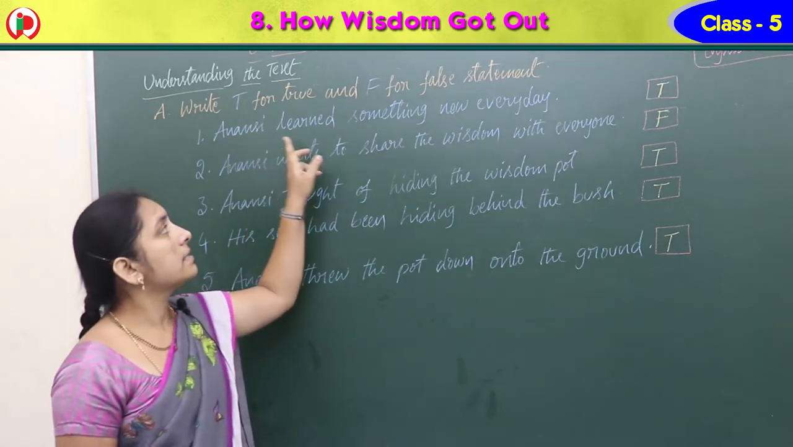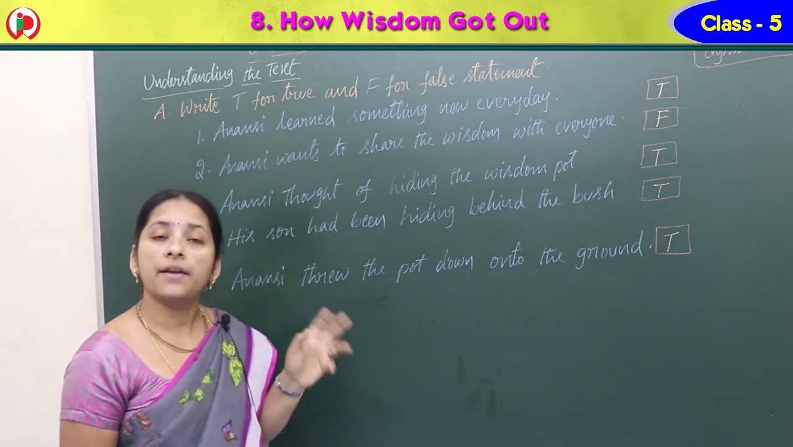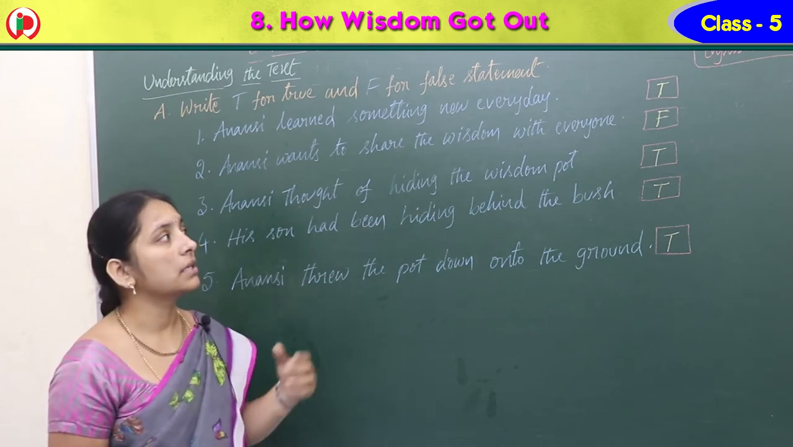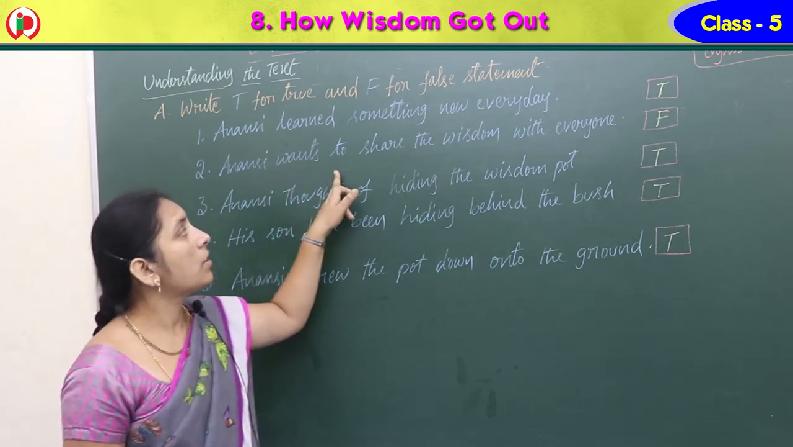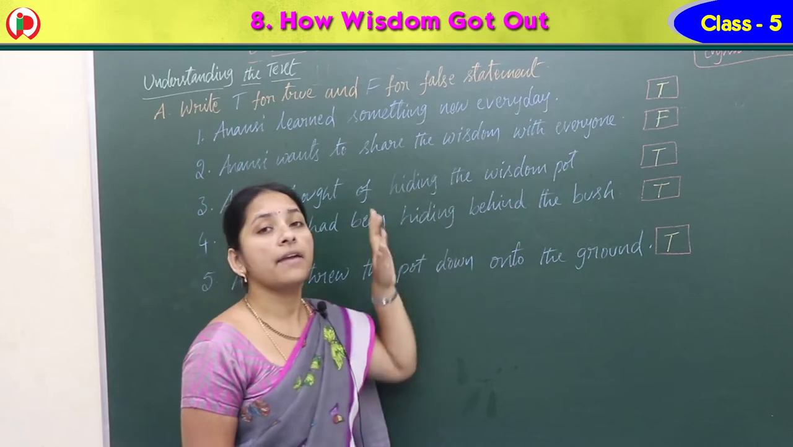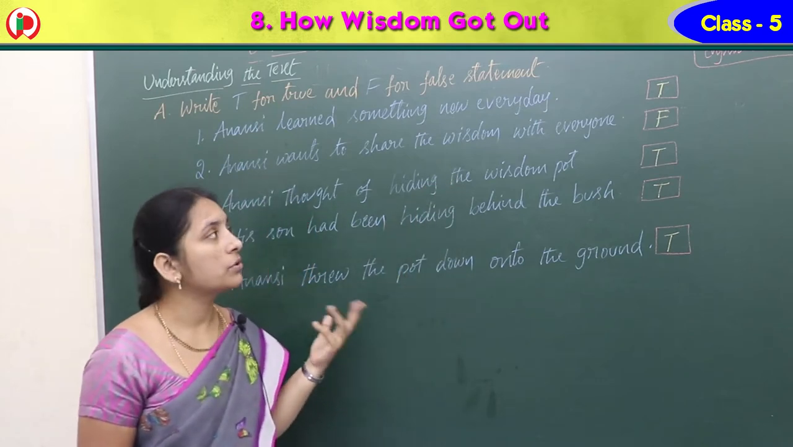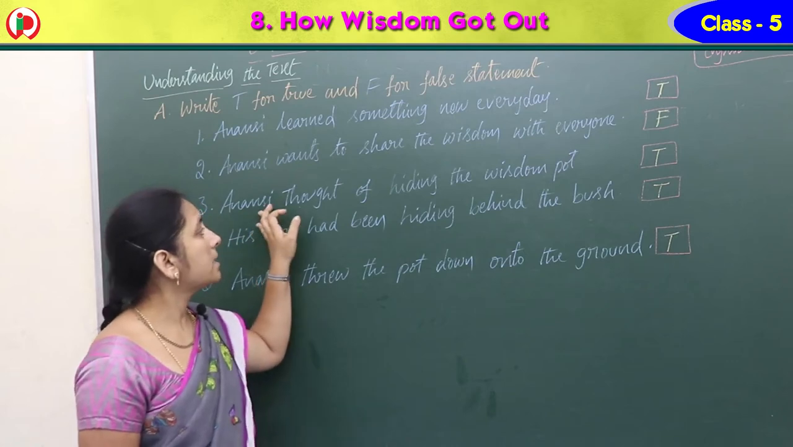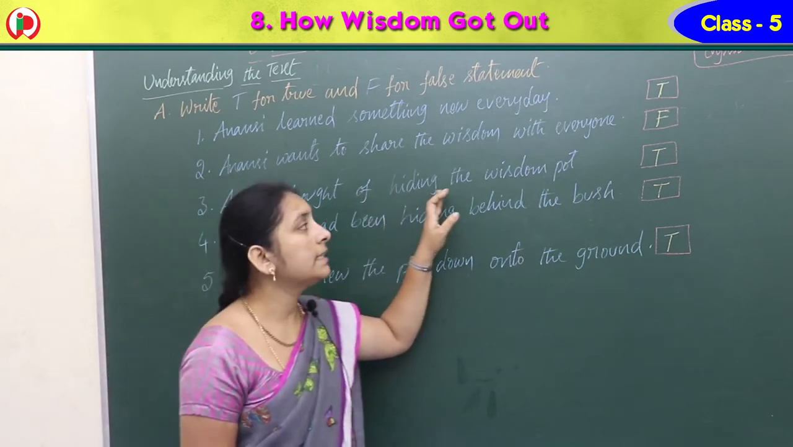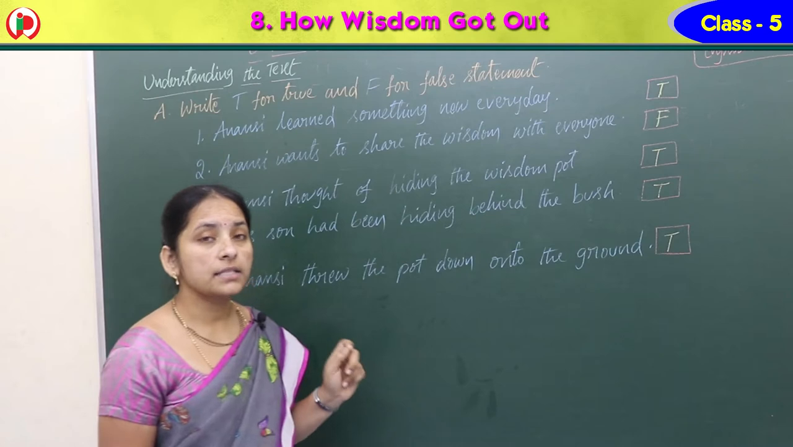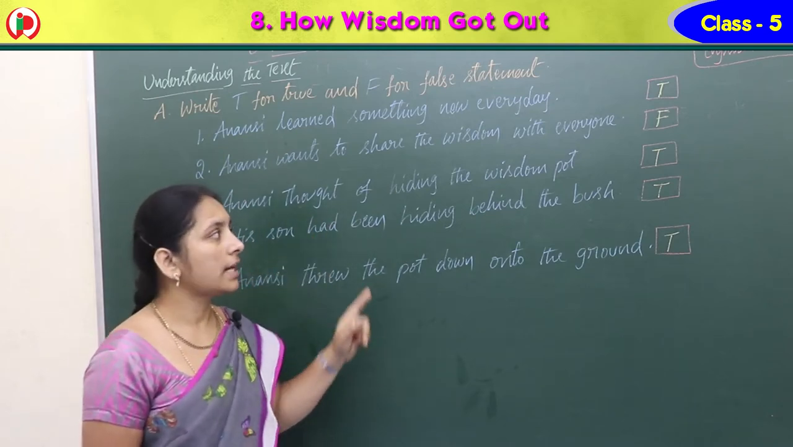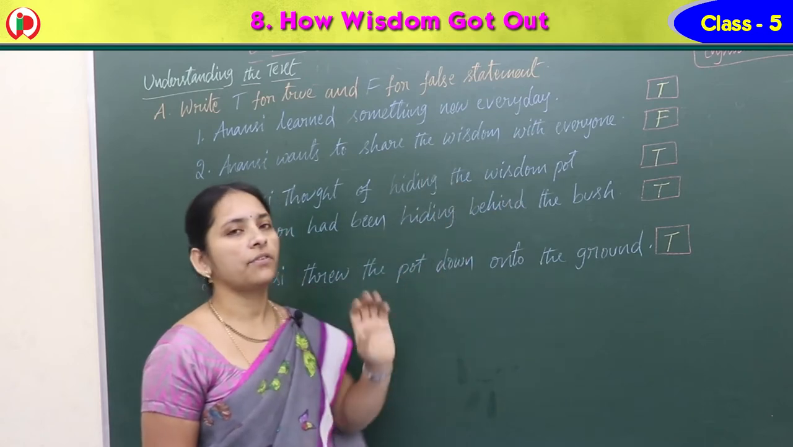So Anansi learned something new every day. So that is true. Then write the true. All of you write in your book. So Anansi wants to share the wisdom with everyone. So he didn't want to share anything. That's why this is a false statement. And next one, Anansi thought of hiding the wisdom pot. Yes, Anansi planned to hide his wisdom pot on the top of the tree. Na? So that is also true. Then write T for that.